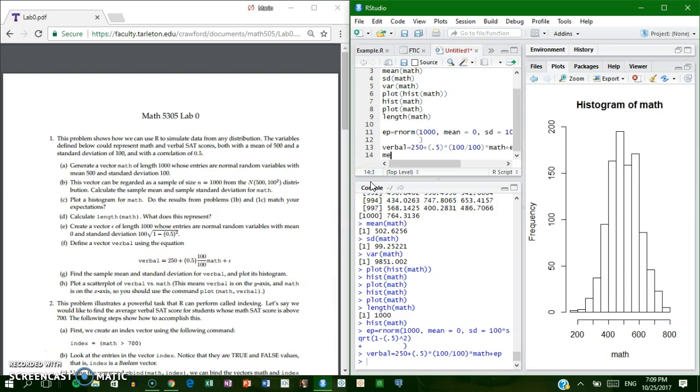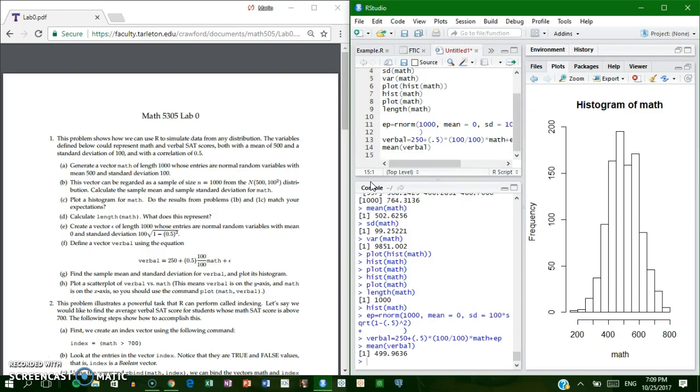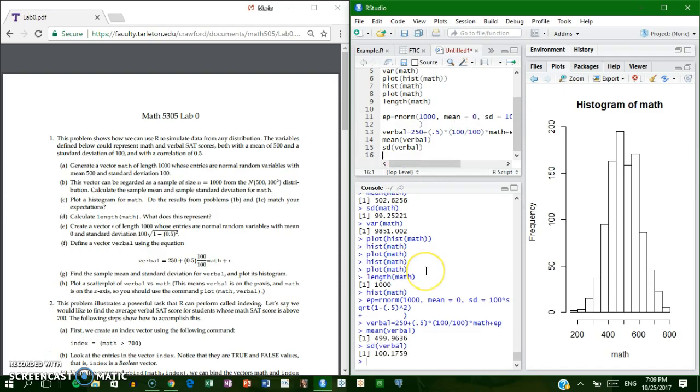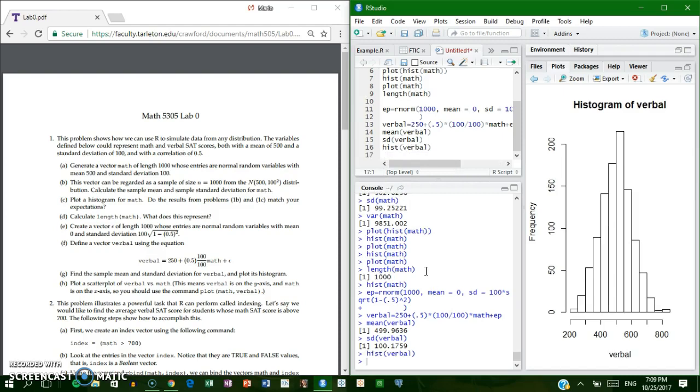Now part G says to find the sample mean and standard deviation of verbal. So let's take the mean of verbal, and we have 499.96. How about the standard deviation of verbal? It's 100.17. And then plot a histogram of verbal. So hist of verbal, and there we have the histogram again.